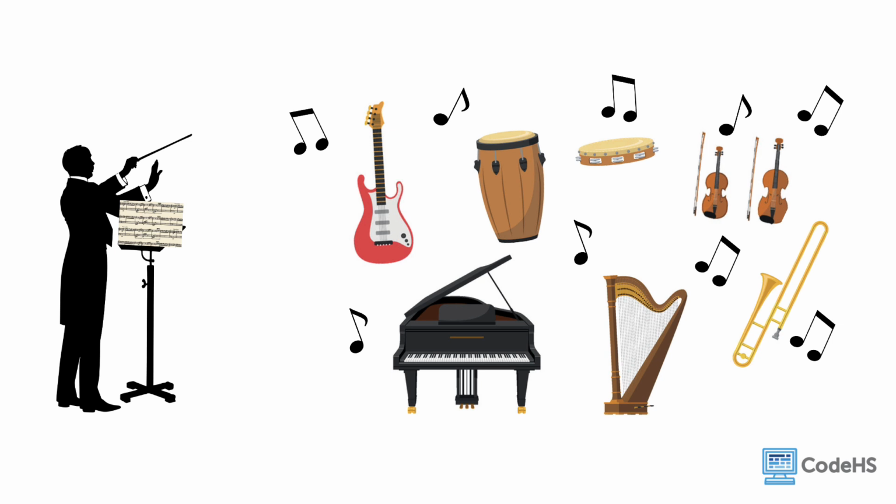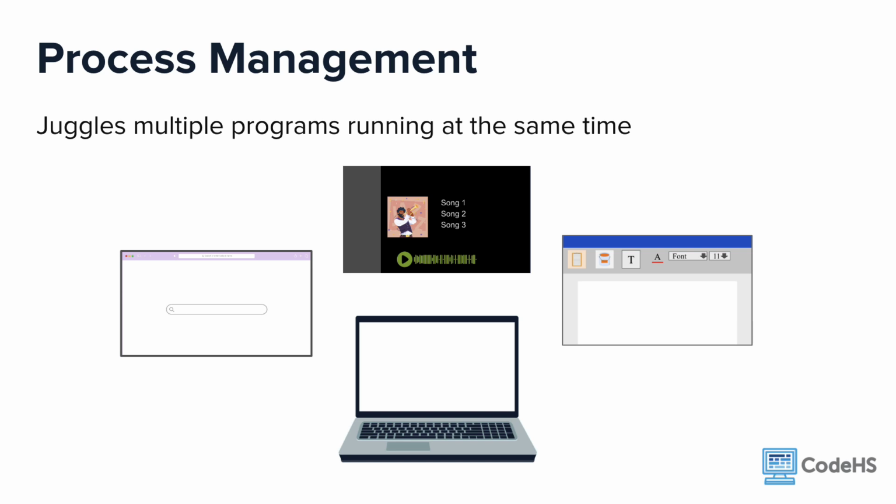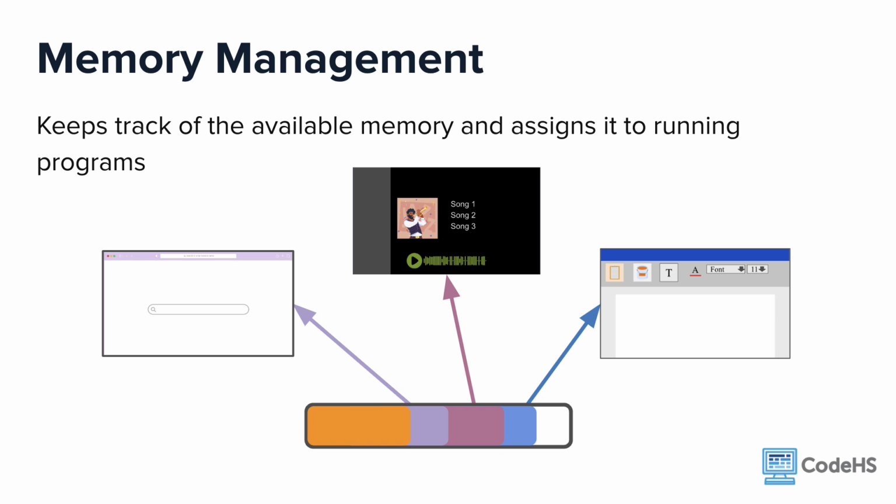Now that we know about the main purpose of the operating system, let's look at the specific things the OS does. The operating system is in charge of device management. This means that it handles communication with hardware devices, such as keyboards, headphones, hard drives, and network hardware. It's also in charge of process management. This involves juggling multiple programs running at the same time. An OS may also need to end a running task if a program freezes or does not run as expected. The OS is in charge of memory management. It keeps track of the available memory and assigns it to the running programs.